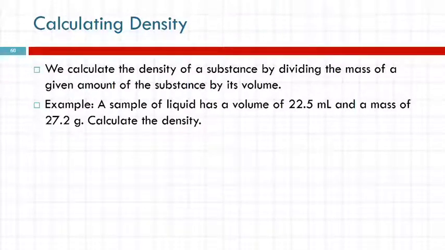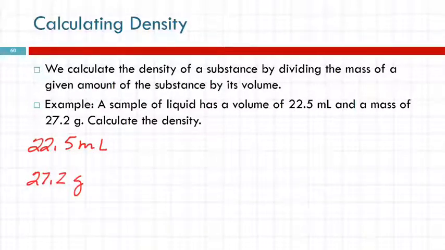So sorting, we're going to take the numbers and write them down. 22.5 milliliters, 27.2 grams. It says calculate the density. Density, okay? Density is equal to the mass divided by the volume. There's an equation for that. That's an equation you should memorize. Density is mass over volume.